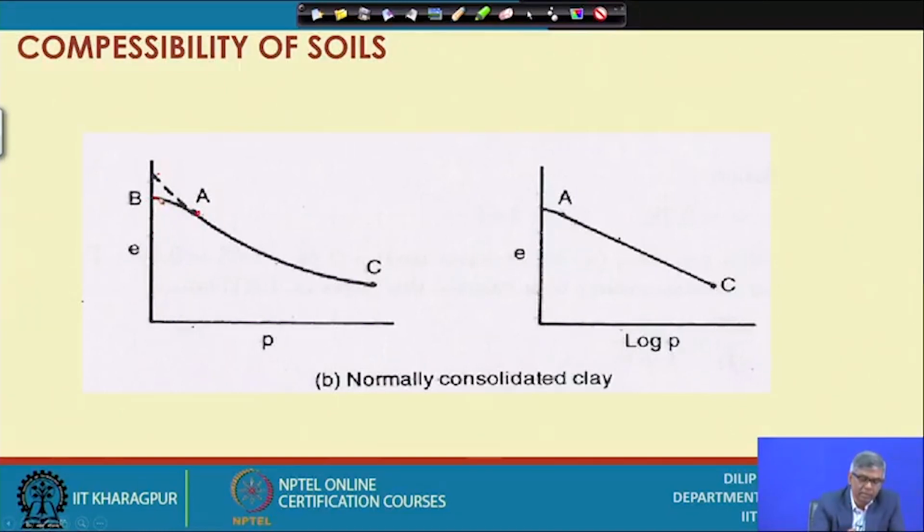So, when I load again, it will compress in a different way, and when it reaches A and you load further, then it will be a smooth line, like normal consolidation. So, beyond that it was a recompression. If we put this data B, A and C in a log scale, then up to A you will get a small curve, and then from A to C you will get a straight line, because we know that the behavior is logarithmic.